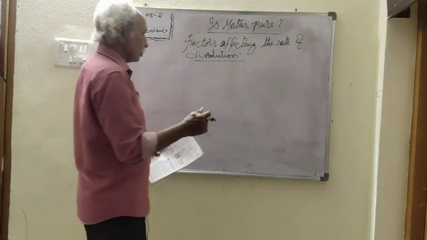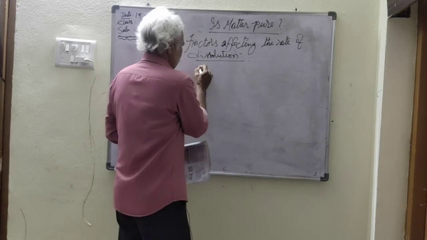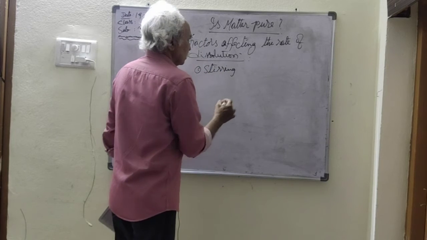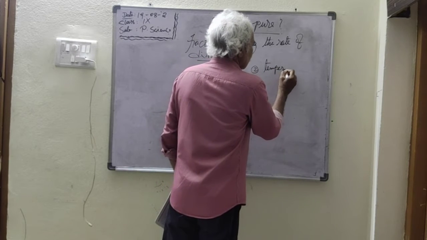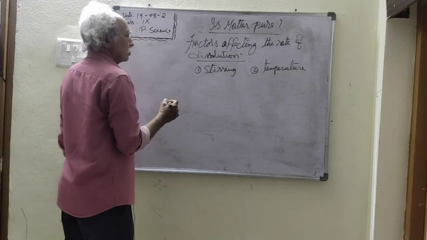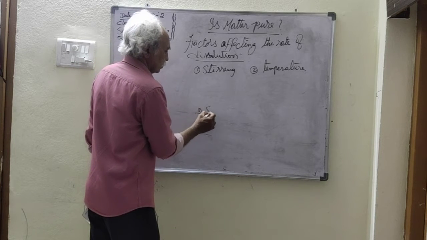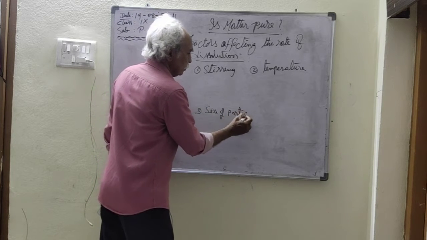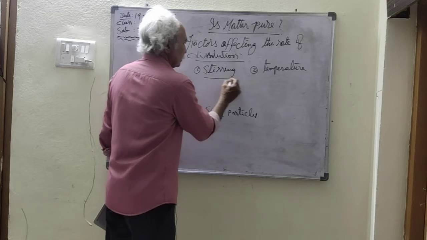One, stirring. Two, temperature. Three, size of particles. These are the points. So now let us say stirring.